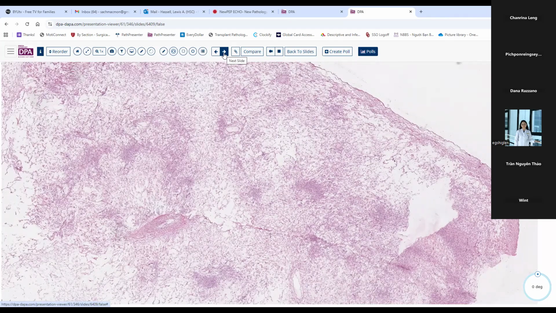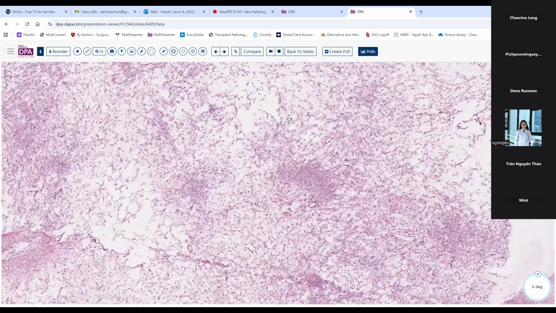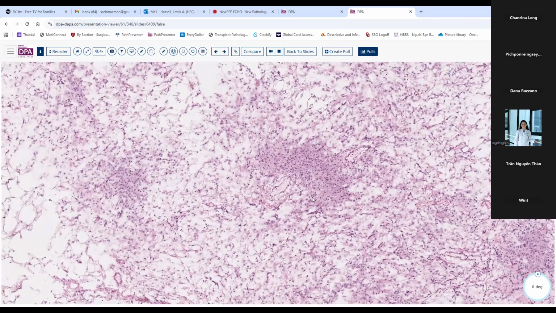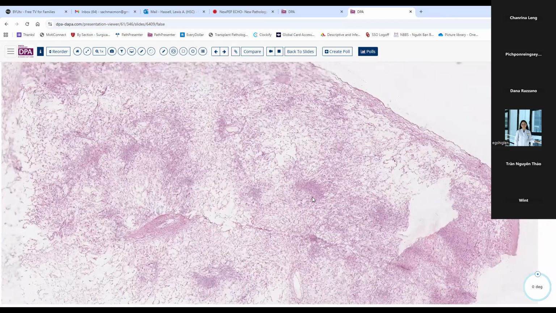Anyone else have any clues that they've used on massive edema cases? I think the one other clue that helps with massive edema is finding normal elements within the edematous tissue. If I were to find entrapped follicles in here, that would make me favor massive edema.